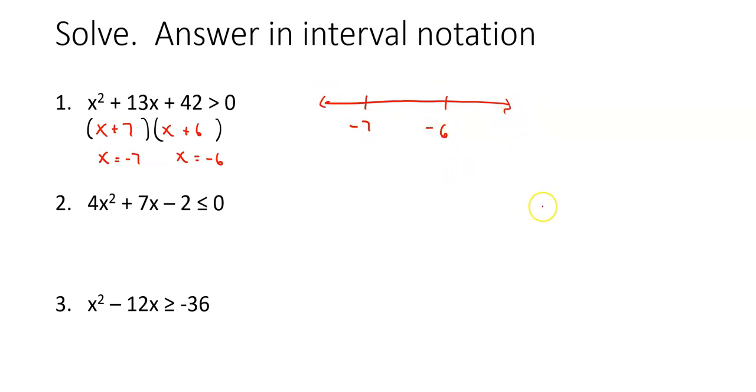So we got to pick a value in each region. Let's choose one over here, let's pick 0, right? 0 is bigger than negative 6.